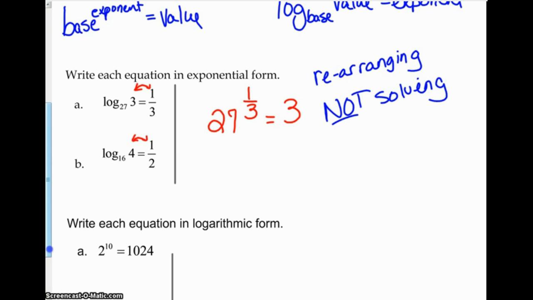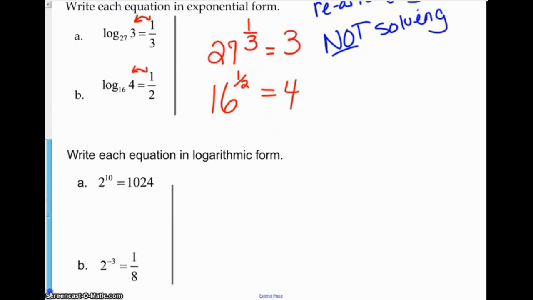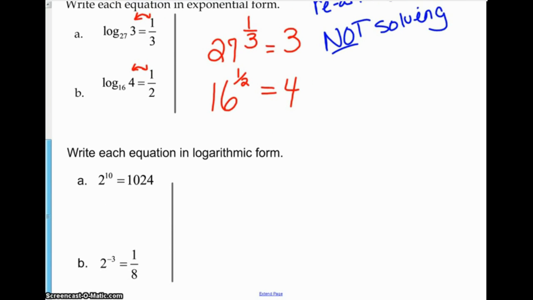So here, I'm going to take this 4 and the 1/2, and that's the two that I'm going to switch around. So it would be 16 to the 1/2 equals 4. You can see how I switched around the two values that are around my equal sign. Here in A, I'm going to switch around the 10 and the 1024, your exponent and your value. So I'm going to add the word log, so it's in logarithmic form, of base 2. Now I'm going to say of 1024, and that now equals 10.